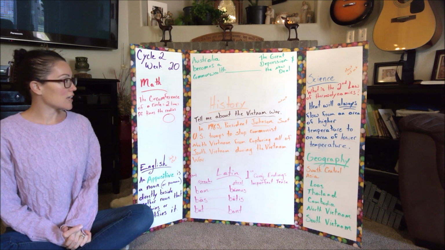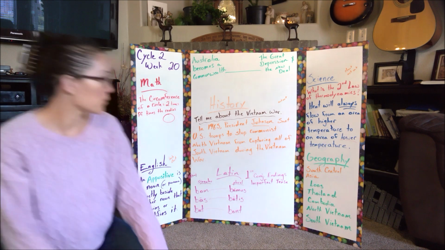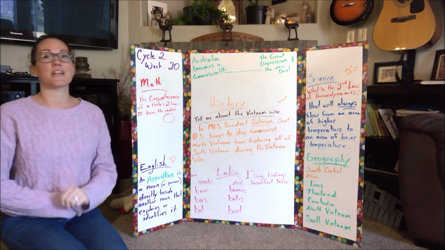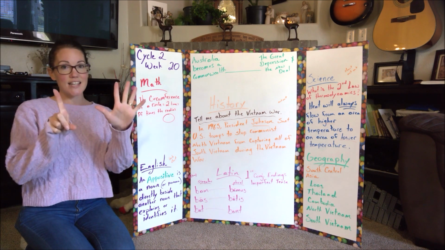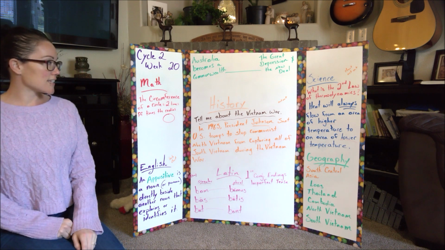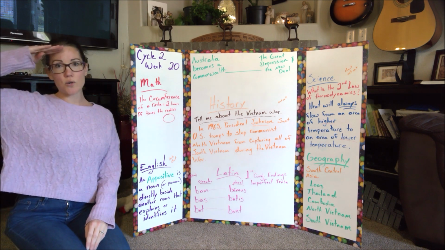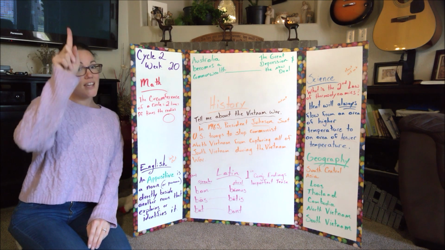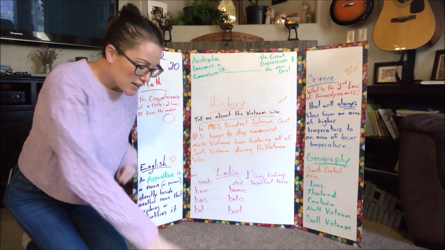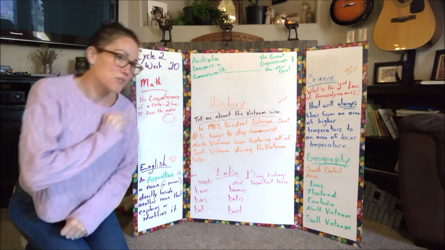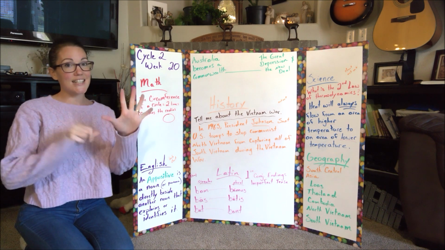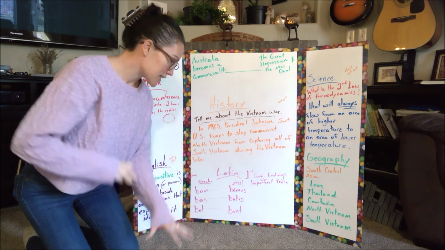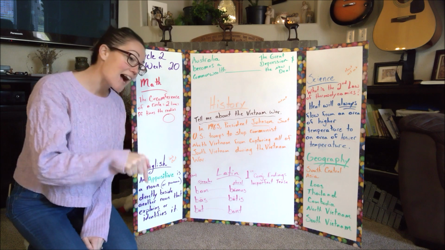History. Tell me about the Vietnam War. This one is going to be acted out with motions. The song starts during the Vietnam War in 1965. During the Vietnam War in 1965, President Johnson sent U.S. troops to stop communist North Vietnam from capturing all of South Vietnam during the Vietnam War in 1965. For capturing, we're going to look down and grab, capturing all of South Vietnam.